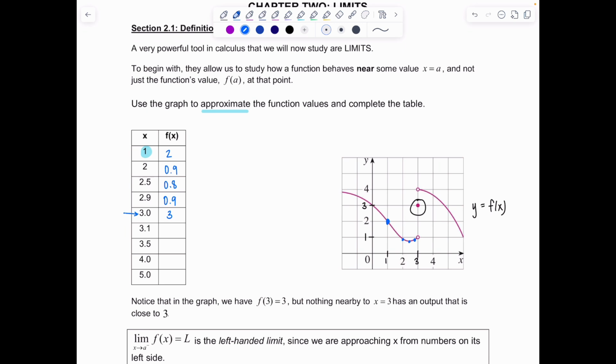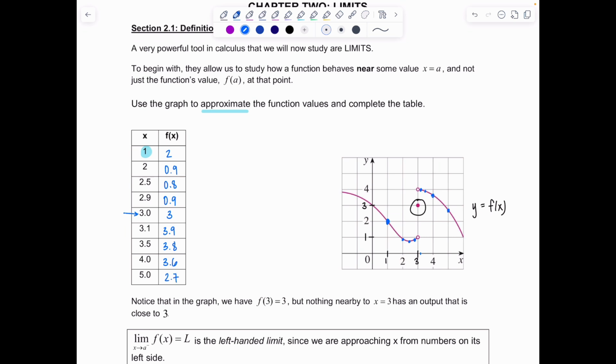When x is 3.1, say right about there, the function's value is all the way up here now, just a wee bit less than 4. So let's say 3.9. And then when x is 3.5, a little smaller, maybe 3.8. When x is 4, 3.7, 3.6, something like that. And then when x is 5, what does that look like? 2.7? We're just approximating, so don't stress, okay?